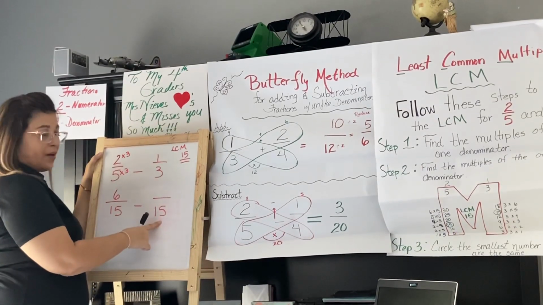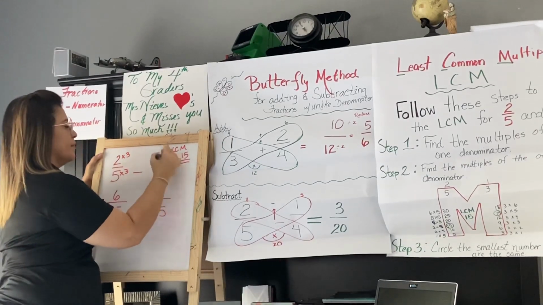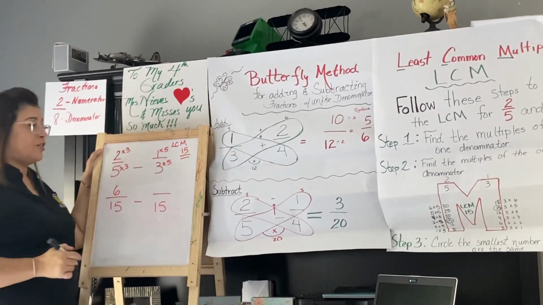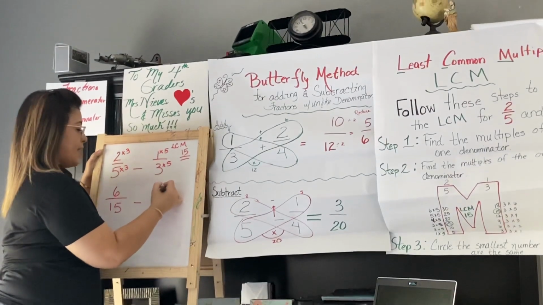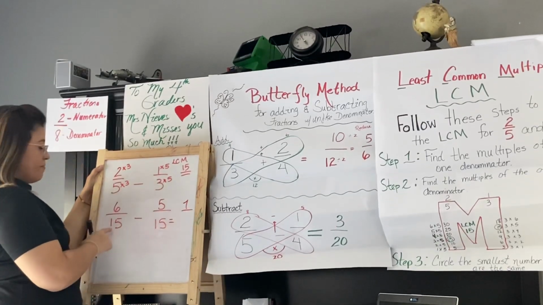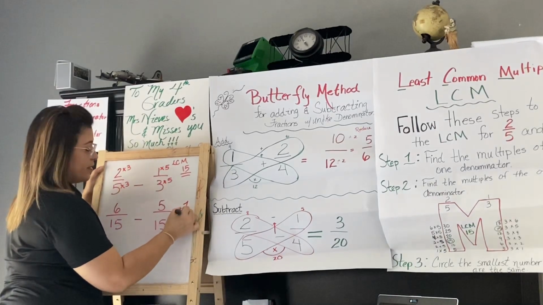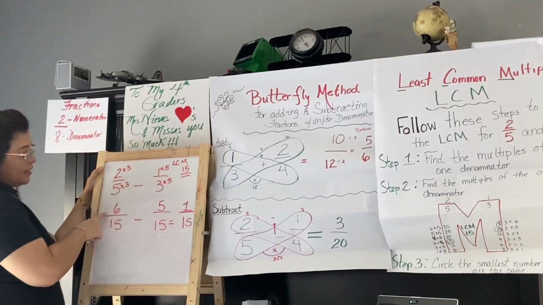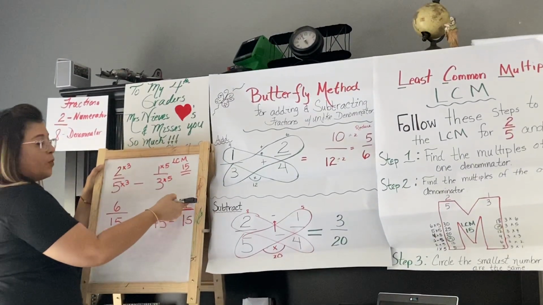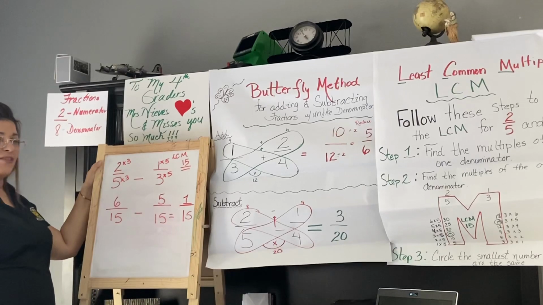Excellent. Now we have to do the same thing with the 3. How could I get from 3 to 15? By multiplying by 5. Good job. And we do it also with our numerator. And our numerator is 1 times 5, which equals 5. And now we can subtract. 6 minus 5 equals 1. And our denominator is 15. So that means that 6/15 minus 5/15 equals 1/15. Simple, right? I know you guys could do it.